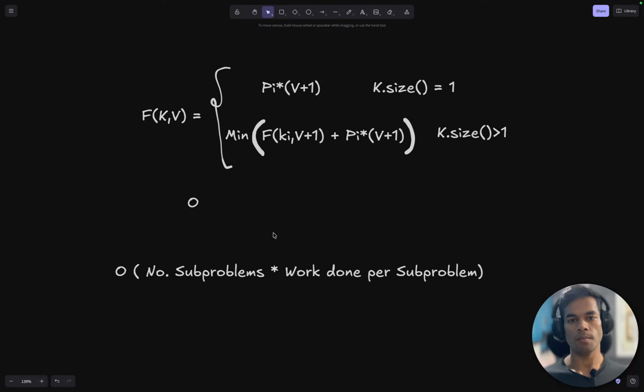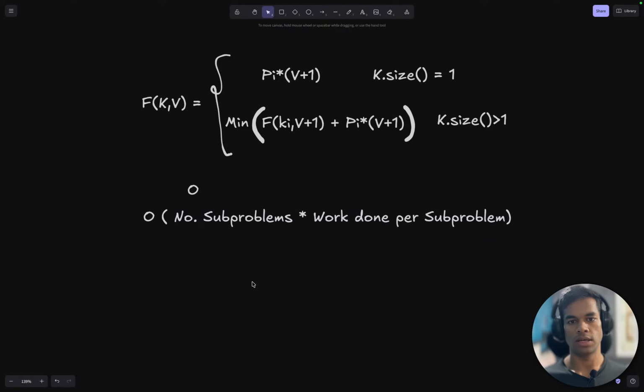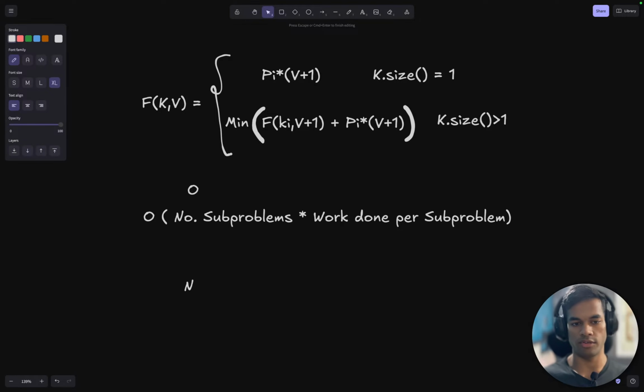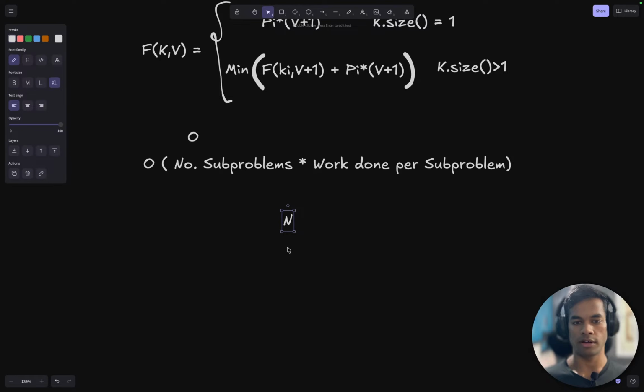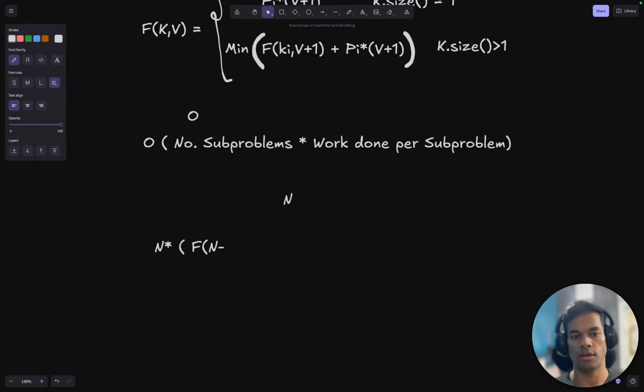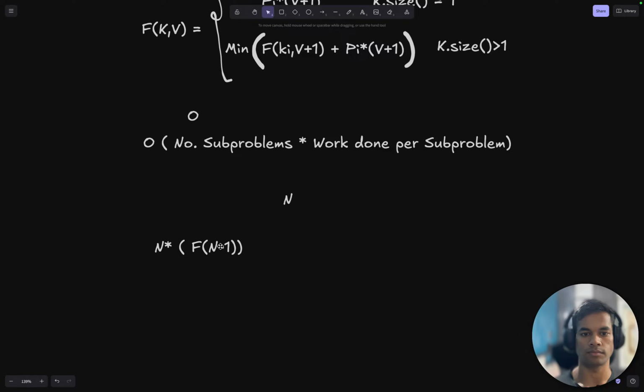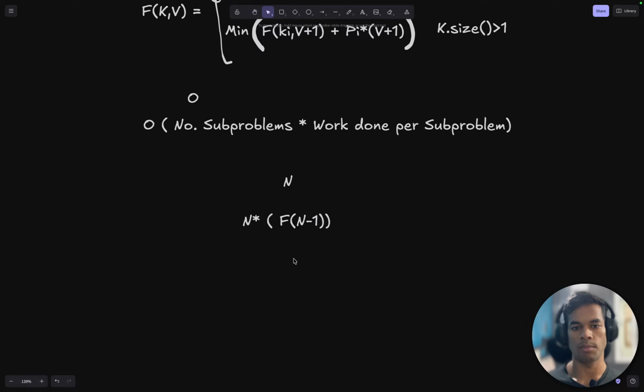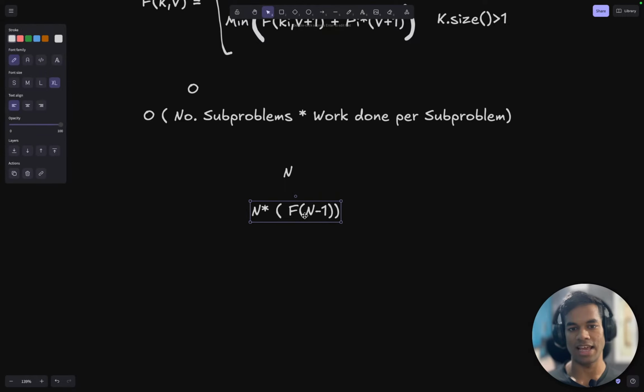Yes, because at first we have n nodes, right? If we draw the recursive tree, this node is dependent on n subsequent calls to its function, and each function is called with n minus 1 nodes. So this is the first level. And then secondly, each of these n minus 1 functions is going to make another n minus 1 calls.